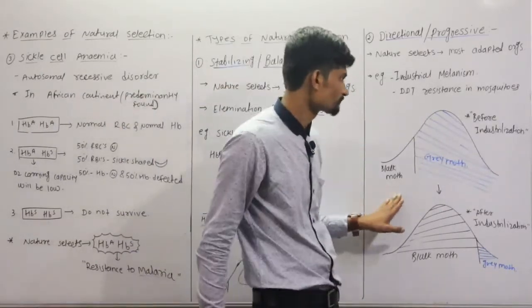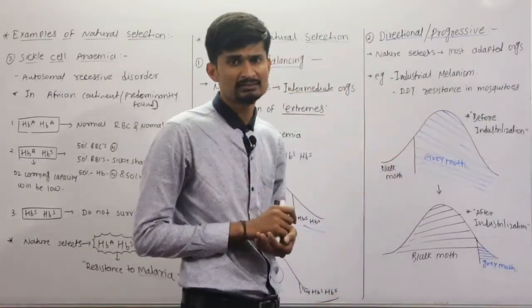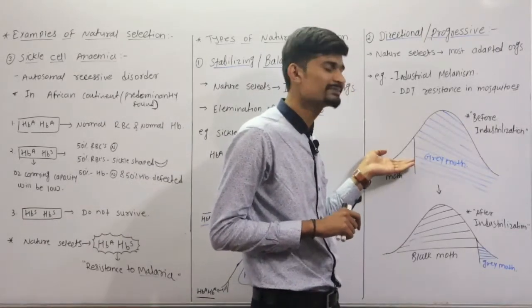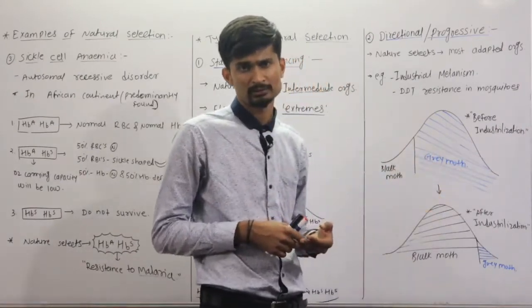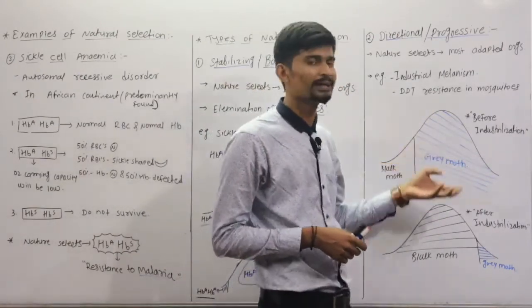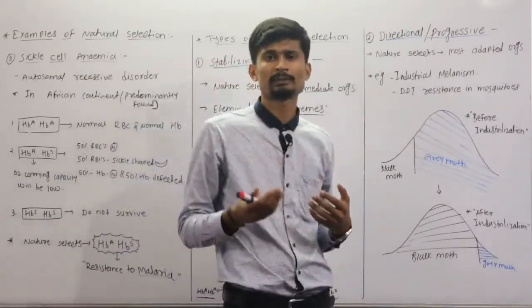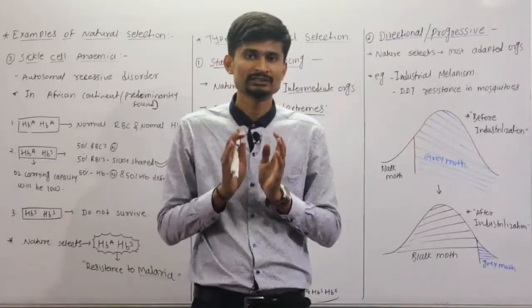So what happened? You know that before the industrialization in England, the black moths were very few in number and grey moths were very large in number. Grey moths were in plenty because of the lichens, and due to the presence of plenty of lichens, grey moths easily camouflage themselves.